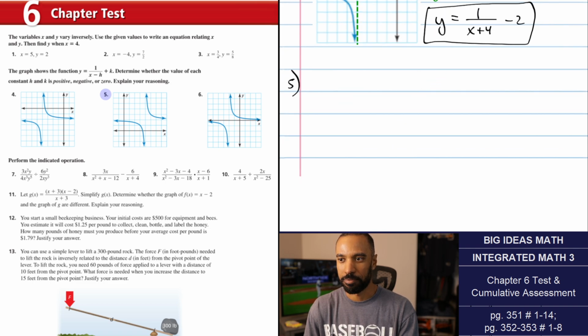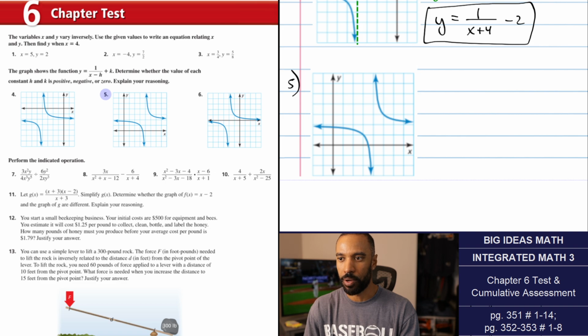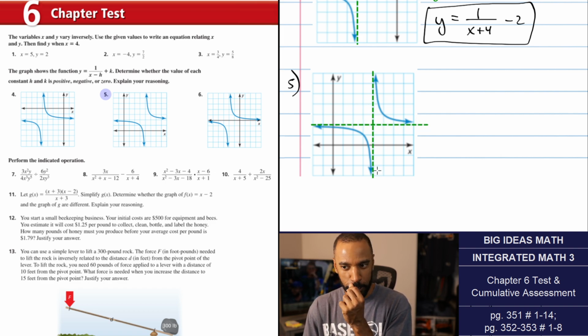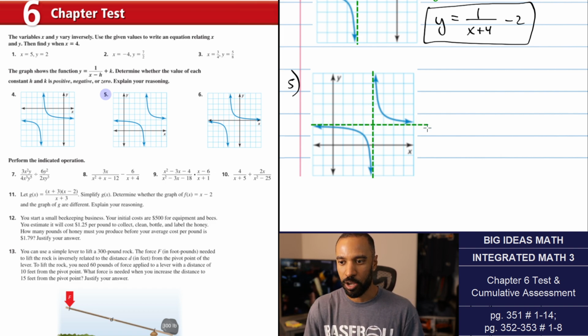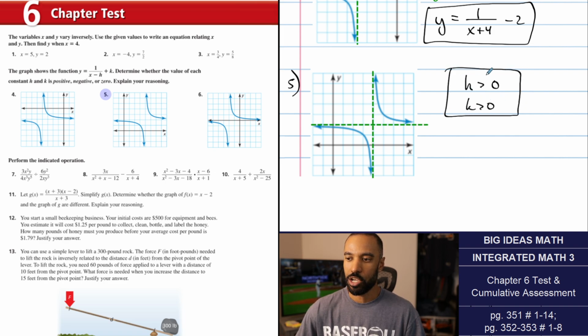For example, number 5. And by the way, I'm drawing the asymptotes by clearly showing what lines these curves are approaching. They're approaching this line here and this line here. My vertical asymptote is positive, so h is positive. My horizontal asymptote is positive, so k is positive. Those are the answers if you want them. H is greater than 0, k is greater than 0. As far as equations go, this is h equals 4 and k equals 2.